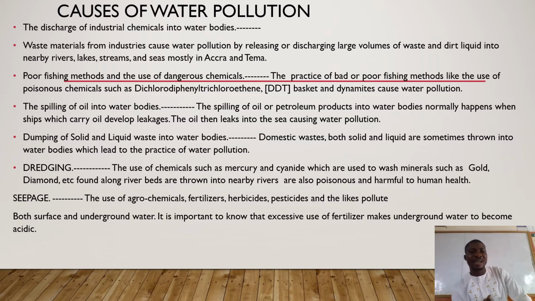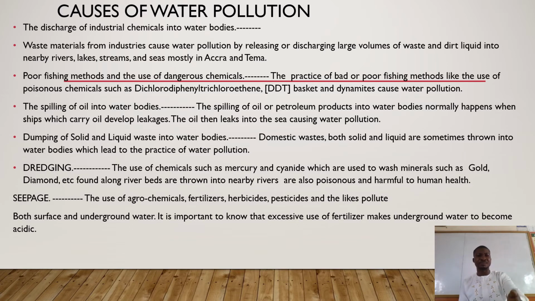Okay, and when there are leakages, and you know that water does not mix totally with oil, therefore the oil will be on top of the water, and the aquatic animals in the water, it becomes poisonous to them, and it is also not safe for drinking. Okay, then let's go to the next point. Dumping of solid and liquid waste into water bodies.